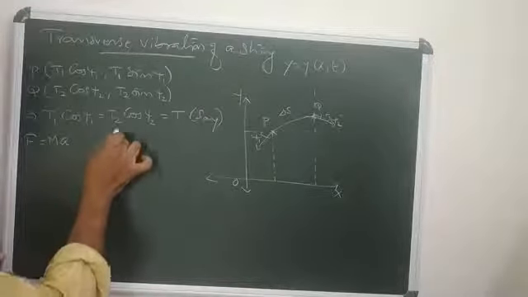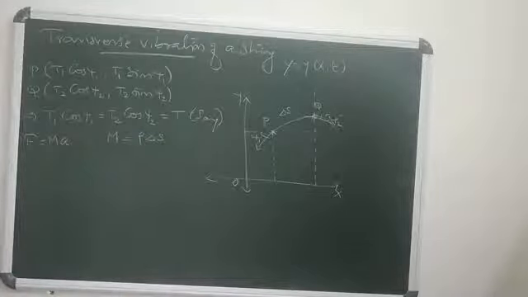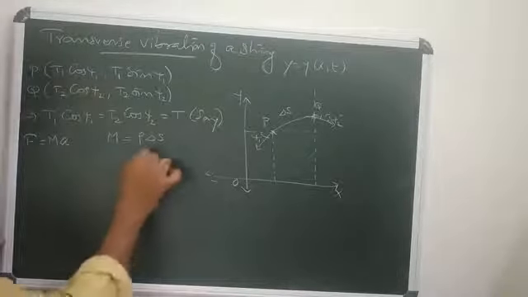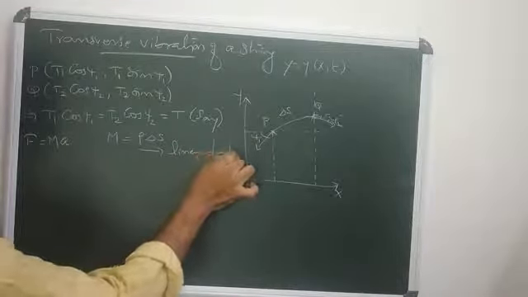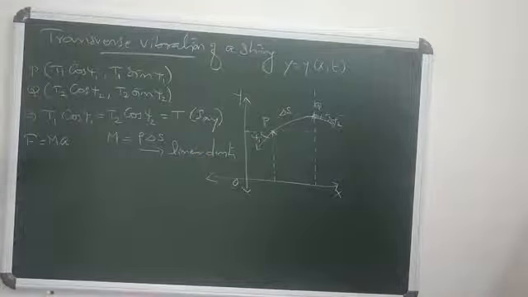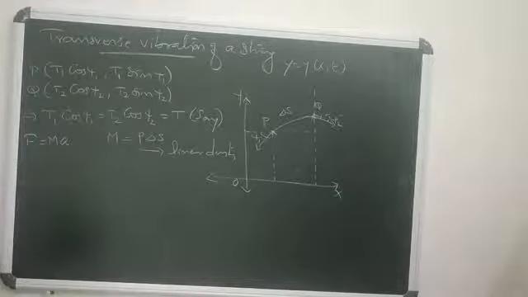But what is actually the mass of a string? Mass of a string is rho into delta S. What is rho? Rho is the linear density of the string, and delta S is the smallest portion between the 2 points P and Q of the string. So the force acting on the string is mass into acceleration, where mass is rho into delta S, where rho is the linear density of the string.